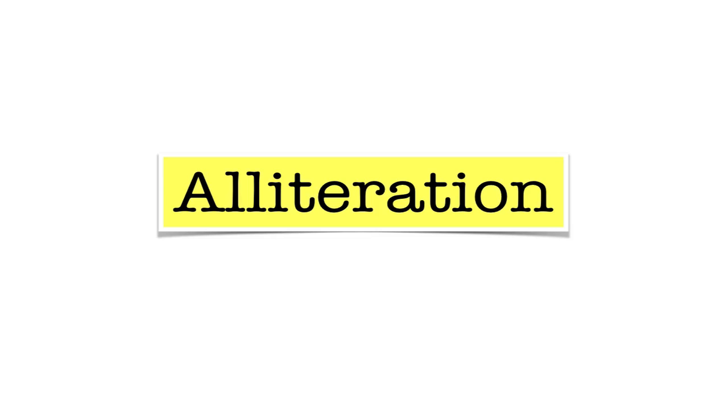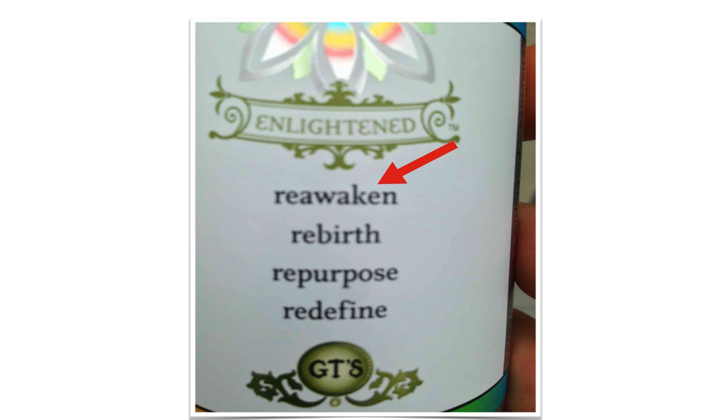Another strategy, alliteration, also comes from rhetoric. You use it when you have words that start with the same letter. Very simple. The way they use it here is with the letter R: reawaken, rebirth, repurpose, redefine. A lot of politicians and a lot of copywriters use alliteration to make sure your message rings nicely.